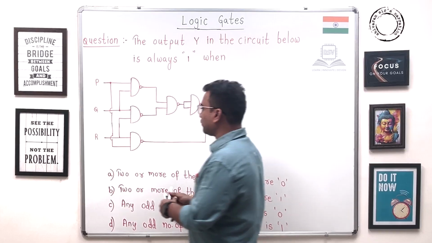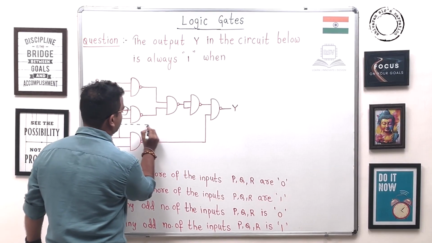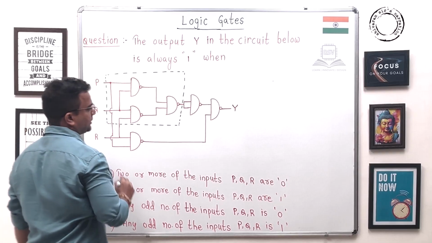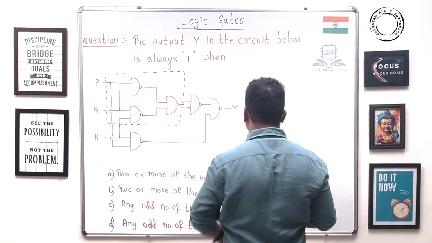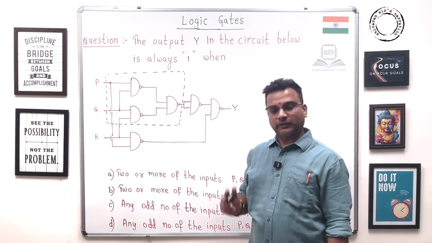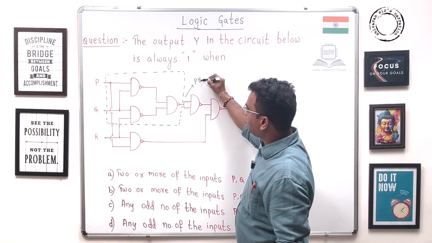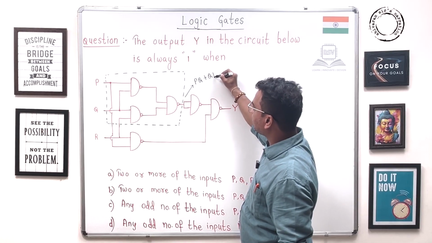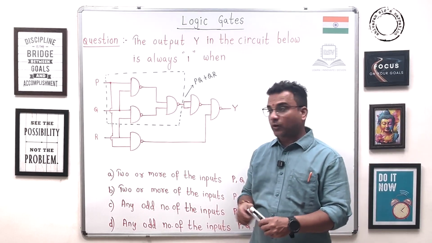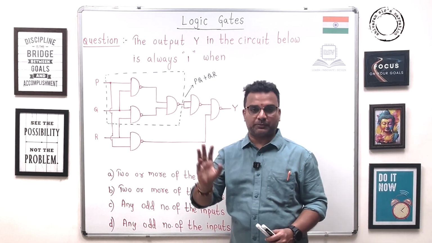Guys, if you observe this part of the design, you can understand this is a NAND implementation, isn't it? If it is a NAND implementation, it can be expressed in SOP form. Therefore, what is the output expression here? It is PQ plus QR. We already know, and we have given a link in the description, how NAND implementation gives you the SOP expression.